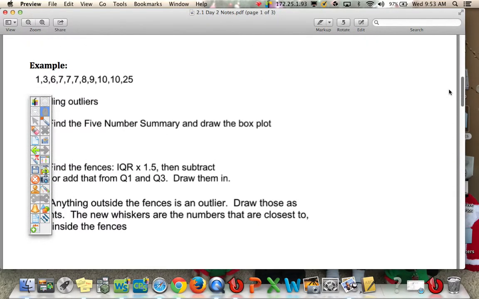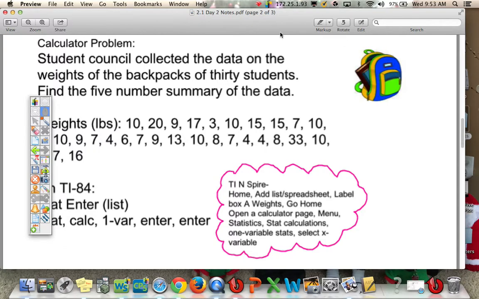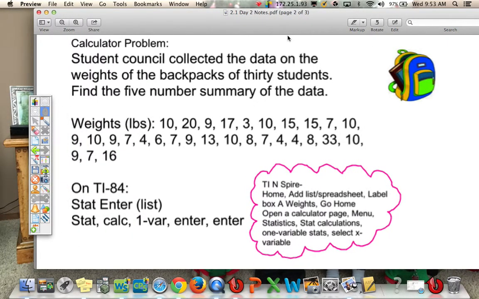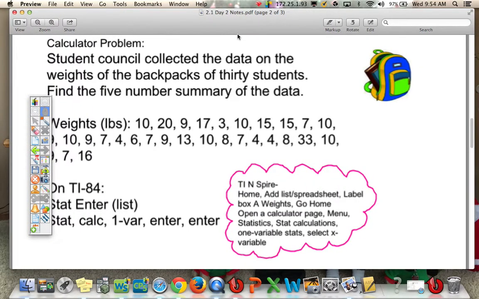The rest of this lesson, and I think I made another podcast for finding an outlier, so you can find that if you want another example. Okay, so we looked at finding an outlier. We're going to use a calculator now to find the backpack weights right here, and I've done it for the TI-84. I'm also going to do it for the Inspire in the next podcast, and you can watch that to see how to use technology to find the 5-number summary more quickly.